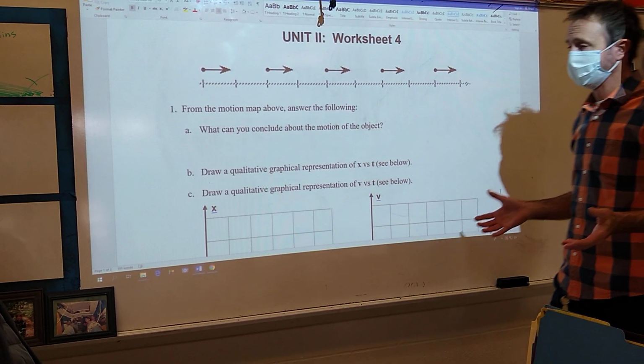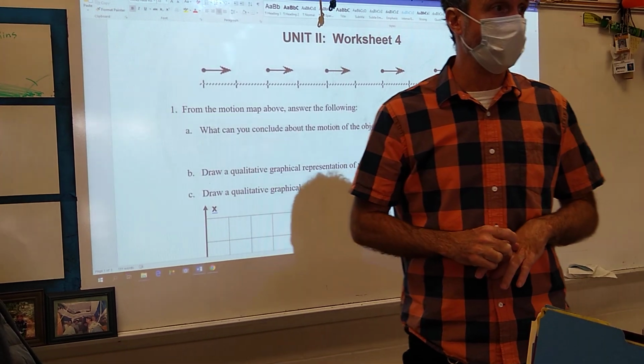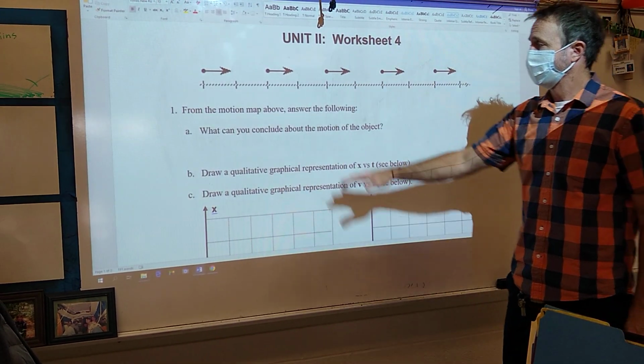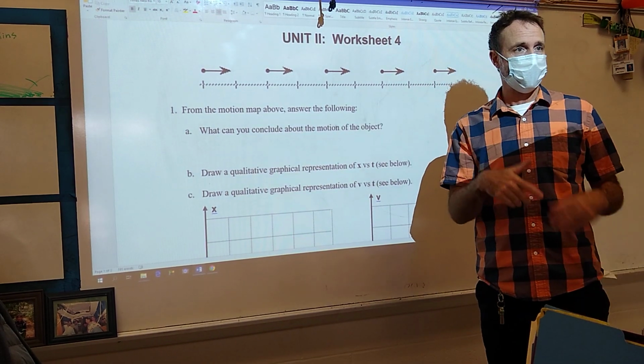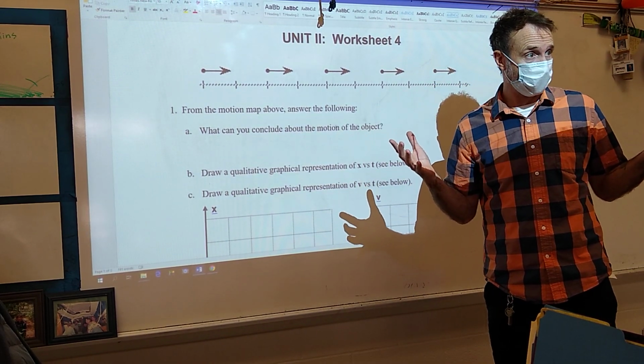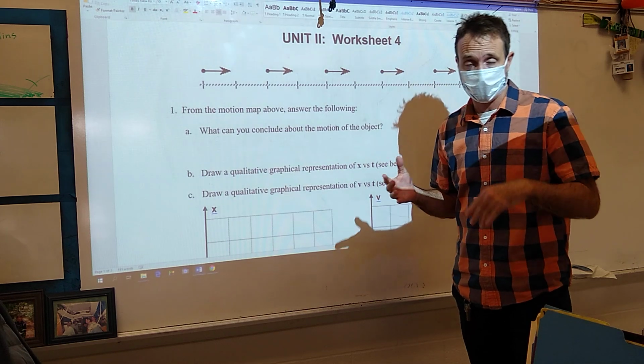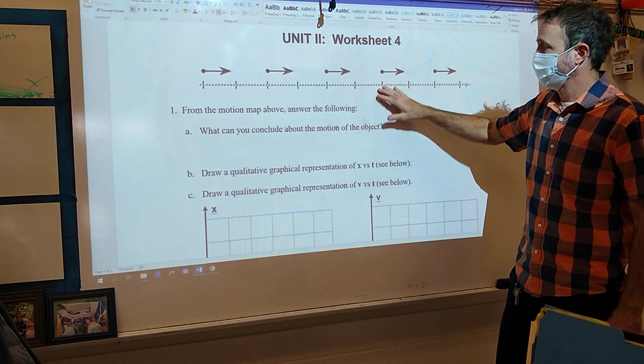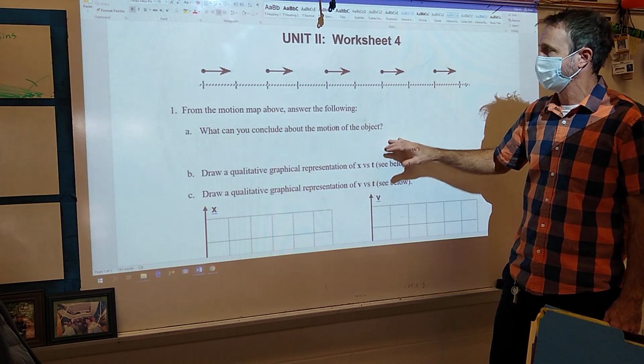So since this is an early worksheet, I'm going to try to help the people at home with it too, okay? So people at home, here you go. From the motion map, now this worksheet is on Google Classroom, all right? So it's a worksheet for you on Google Classroom. I'm trying to talk to you about it. From the motion map above, answer, what can you conclude about the motion of the object?